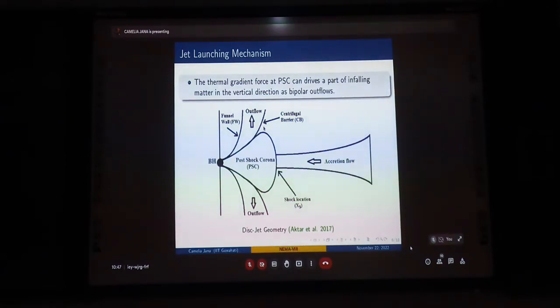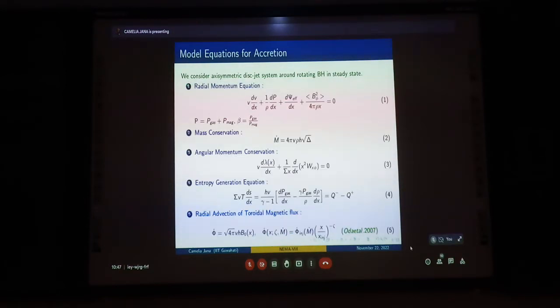So here we are going to study the shock-induced accretion ejection mechanism, and the main aim of my work is to see the effect of the magnetic field in this ejection mechanism. So here we will solve the governing equations for accretion and outflow both, and then we will connect them by the shock conditions. We consider an axisymmetric disk-jet system around the rotating black hole in the steady state condition. We take only the toroidal component in our studies.